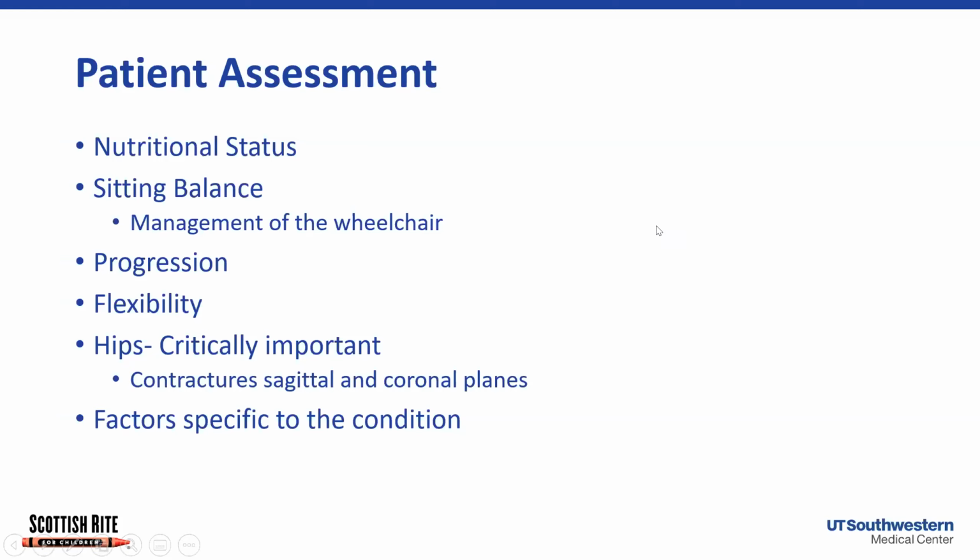Sitting balance is really important. Management of the wheelchair, determining progression of the curve, flexibility. Always look at the hips. This was mentioned earlier. Contractures in the sagittal plane and the coronal plane are critically important. If somebody has hyperlordosis, they most often in the neuromuscular area will have a hip flexion contracture that has to be taken into consideration. So a good physical exam, really thoughtful to these patients, is important.